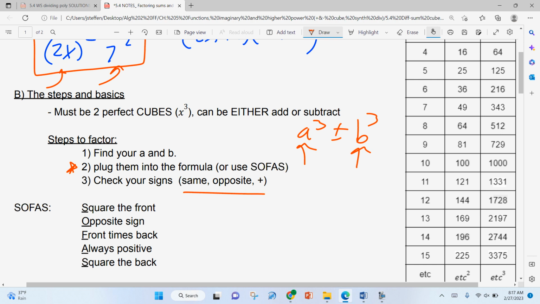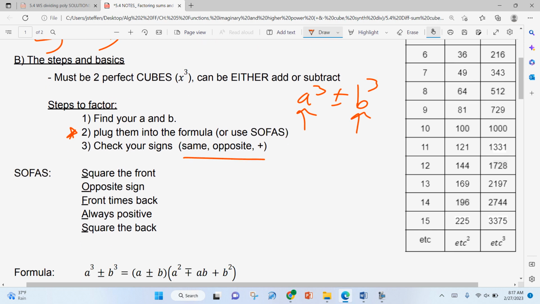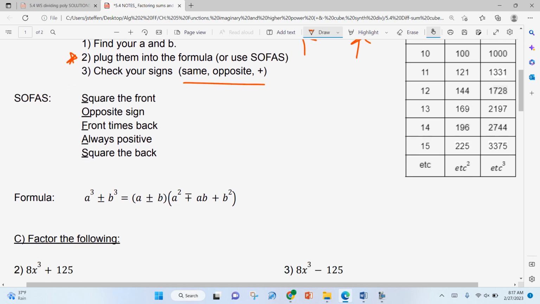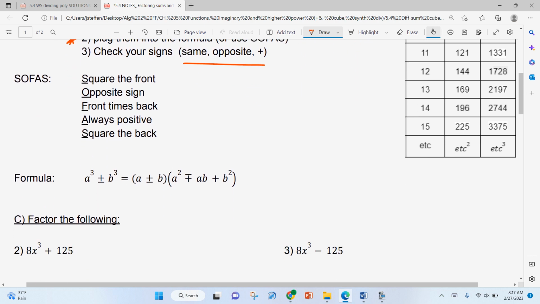Here's the deal. I don't care how you do it. The other Algebra 2 teacher really likes to use this acronym called SOFAS. It stands for square front, front times back, always positive, square back. If you want to use that to memorize it, that's fine.